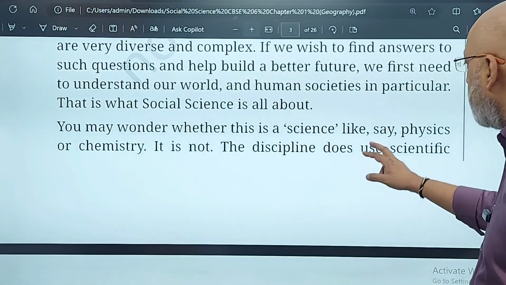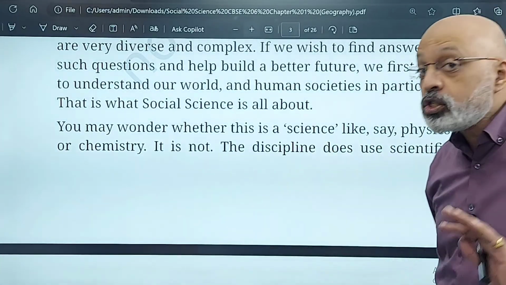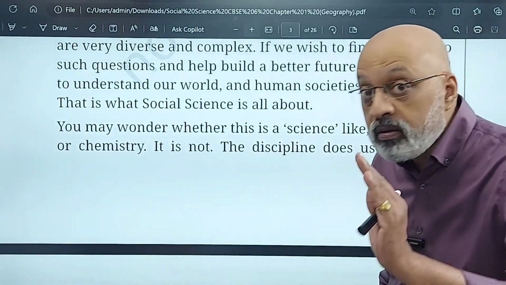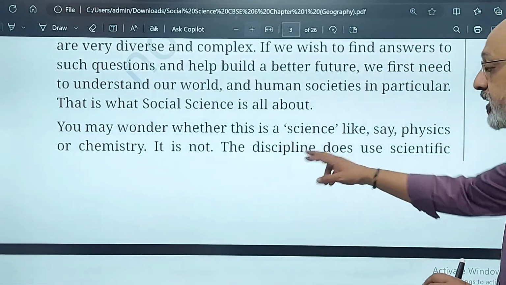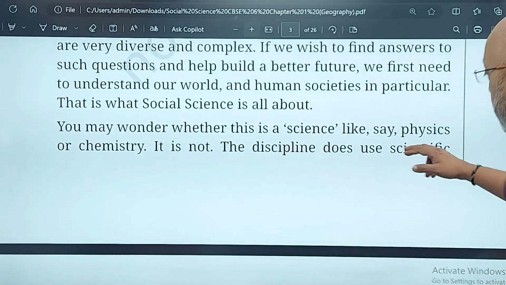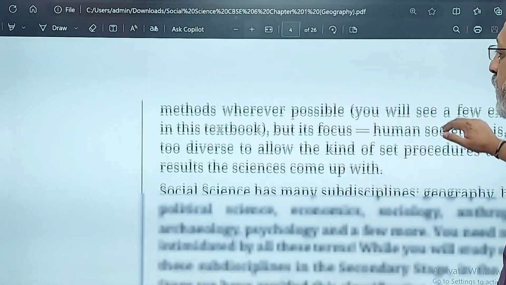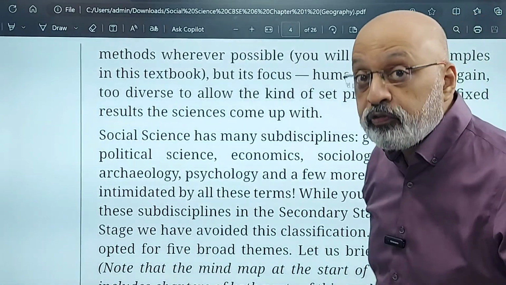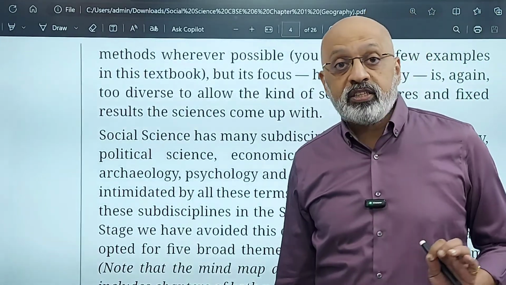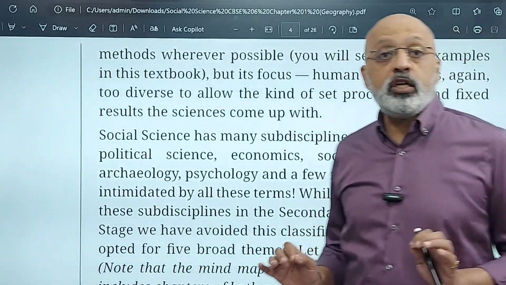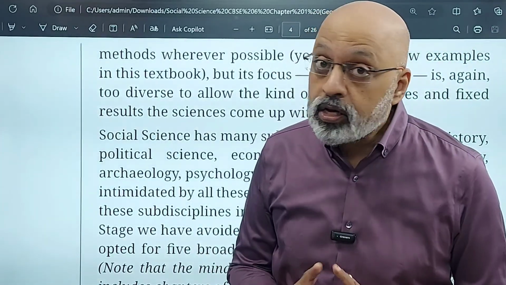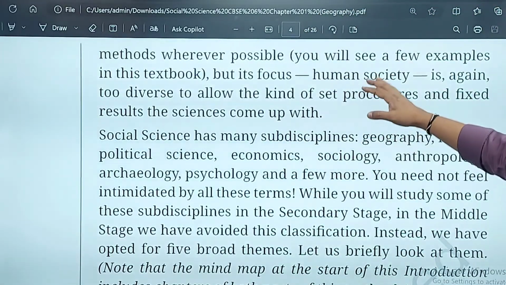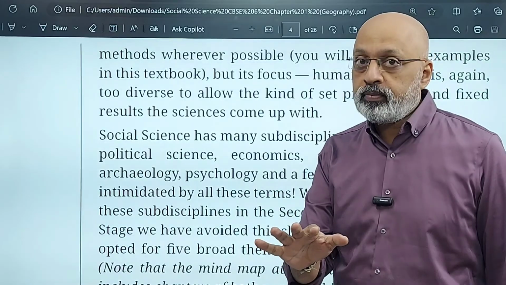Okay. We first understand the world, so you may wonder whether this is a science. जो मैंने शुरुआत में बात की, like say physics or chemistry, it is not a science exactly like physics and chemistry. यहां पर experiments नहीं होते हैं, लेकिन the discipline यानी कि जो subject है, it does use scientific methods wherever possible. जहां पर भी हो सके scientific methods का इस्तेमाल किया जाता है, इसीलिए आजकल इसको सोशल साइंस कहते हैं, सोशल स्टडीज नहीं कहते हैं. You will see a few examples in this textbook, but its focus is on human society.